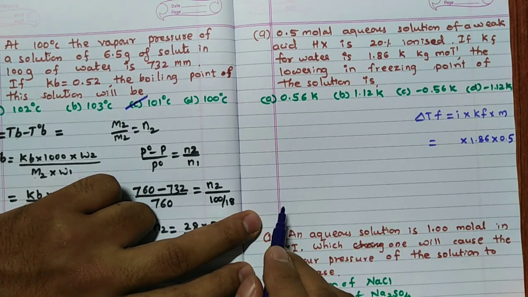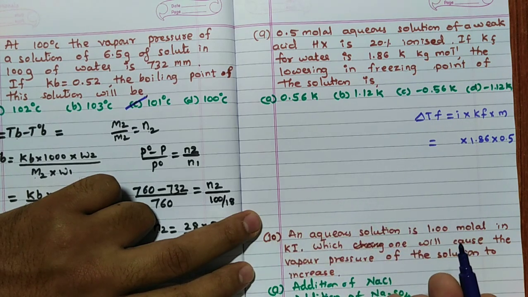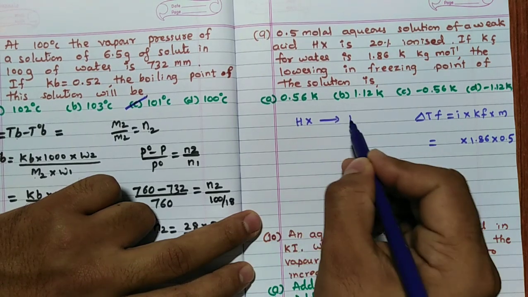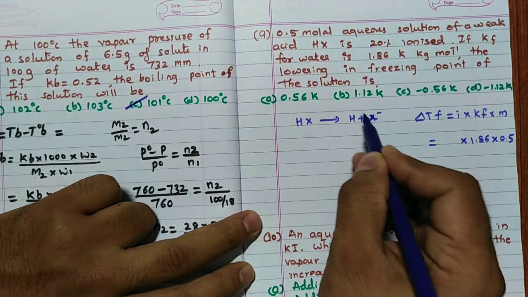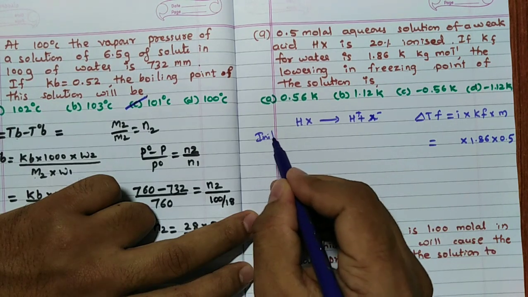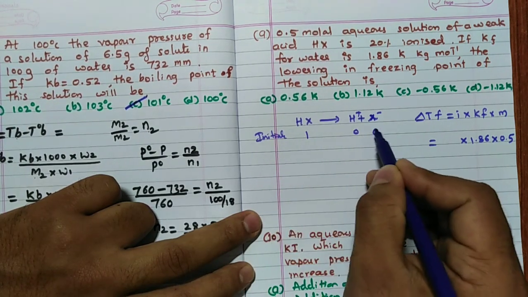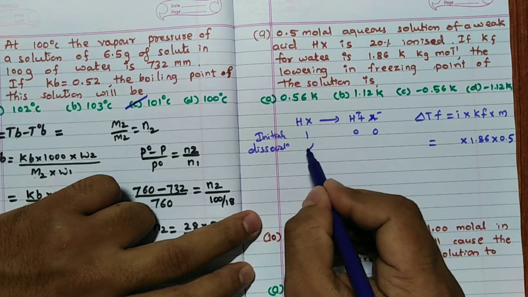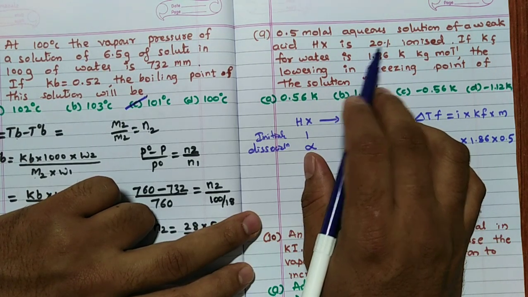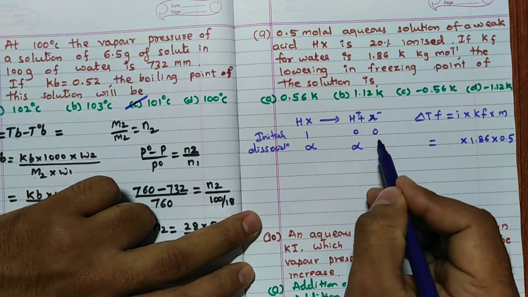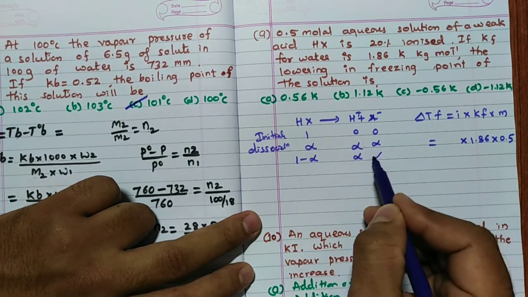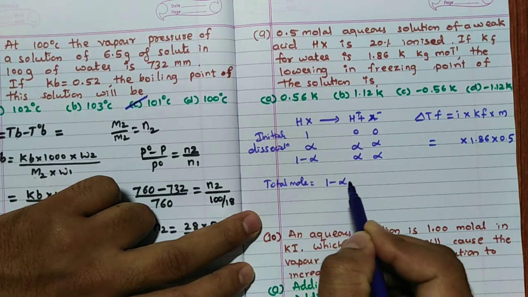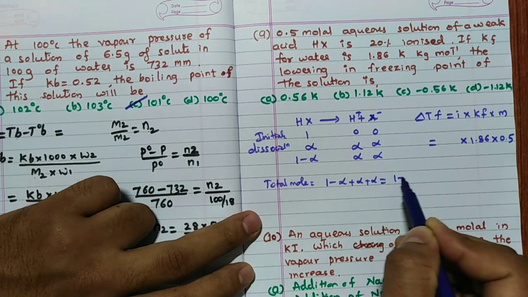Now, to calculate i, what we will do? Direct formula you can use. i is equal to 1 plus alpha in case of the dissociation. But I will show you how it is. HX gives rise to H plus and X minus. Correct? So, initially how many moles you have taken? 1 here, 0, 0 here. So, dissociated how many? Alpha. They have given alpha. Later we will substitute it. 20% means 0.2. Here alpha, here alpha. So 1 minus alpha, alpha, alpha. So total moles is equal to 1 minus alpha plus alpha plus alpha, which is equal to 1 plus alpha.